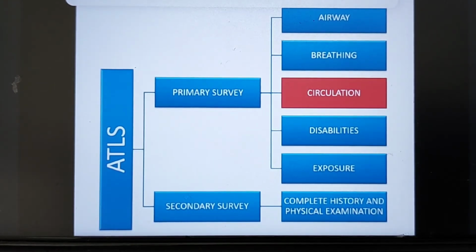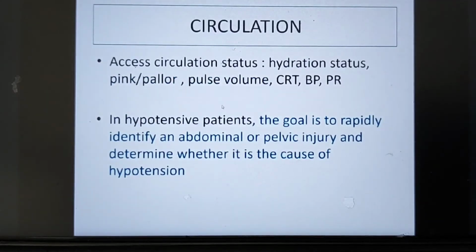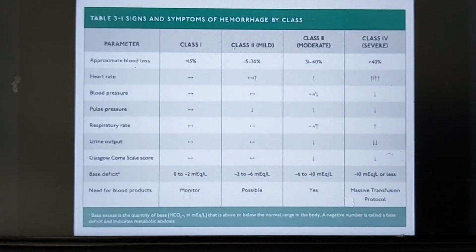And the secondary survey is about complete history and physical examination. In circulation, we must first of all assess the circulation status: pulse rate, pulse volume, whether the patient is pink or pale, capillary refill time, and BP. If the patient is hypotensive, we have to rapidly identify the cause of the hypotension, whether it's an abdominal or pelvic injury that is causing it.